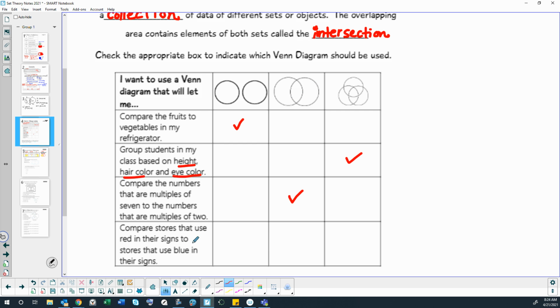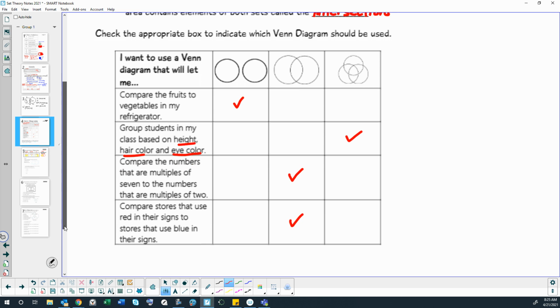Okay, compare stores that use red in their signs to stores that use blue in their signs. So we figured that could also be both, because you have some stores that just have one color or the other. So like Walmart, I think, is just blue, right? Kmart, I think, used to just be red. Target, that's a better example, because Kmart we don't have anymore, really. So Target is just red, but then we have places like Domino's that has both red and blue in the sign, right? So there's an overlap of that situation.